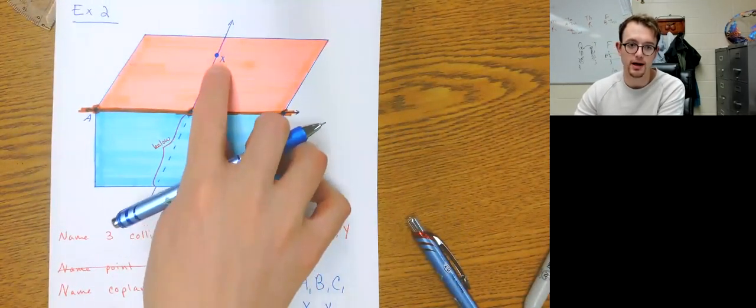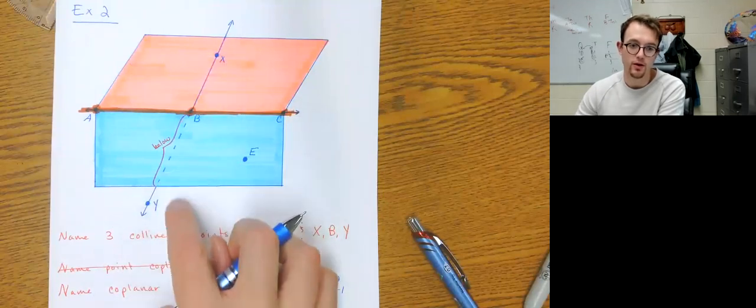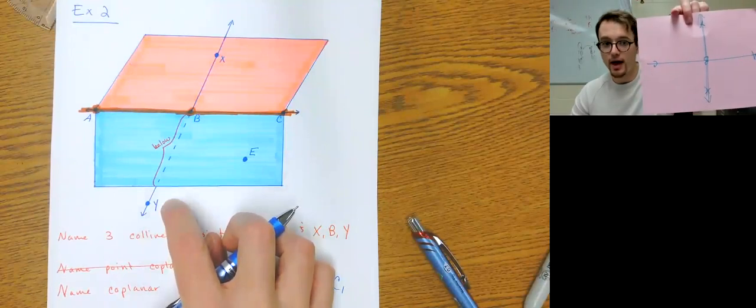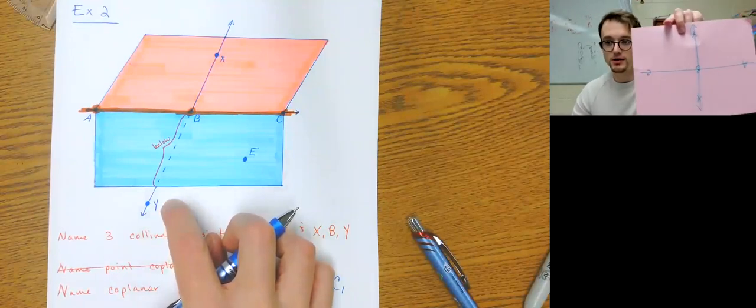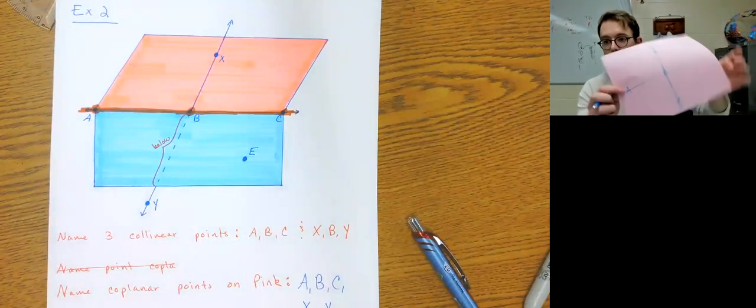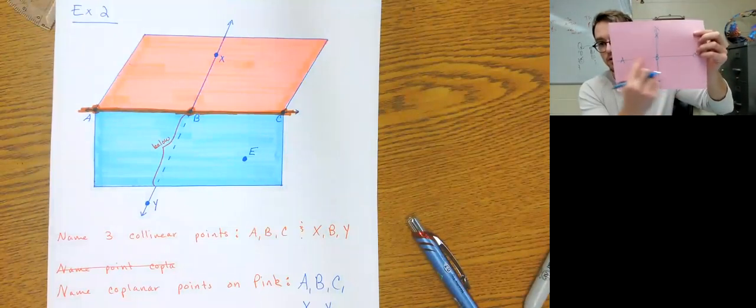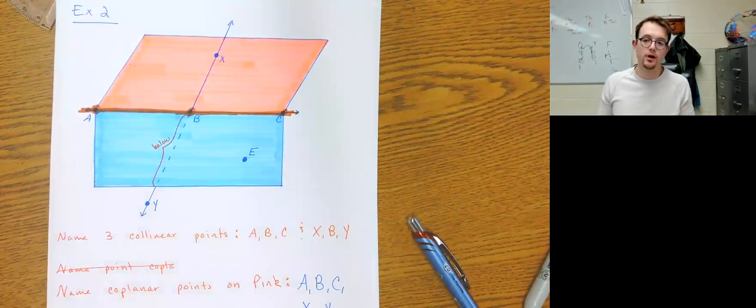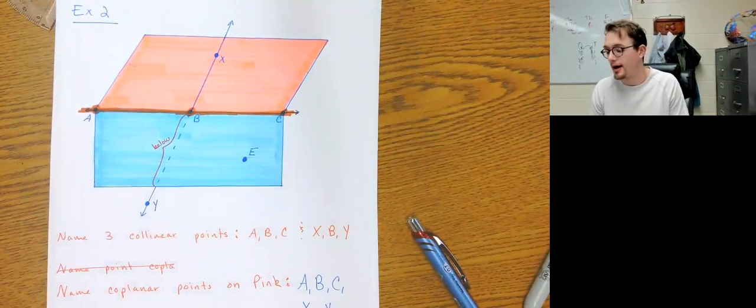And on this pink plane, I have X and Y. All right, I have X and Y, but then I also have those shared three points. Hope that makes sense. I mean, it's really hard to visualize three-dimensional. I get that. It is difficult. I understand that. I hope this video did help understand collinear and coplanar.